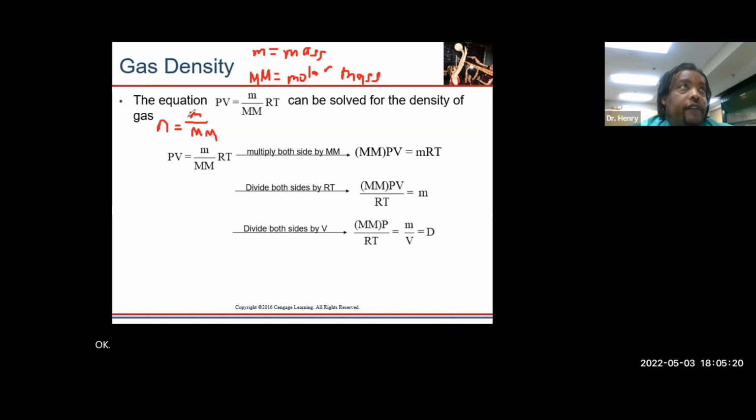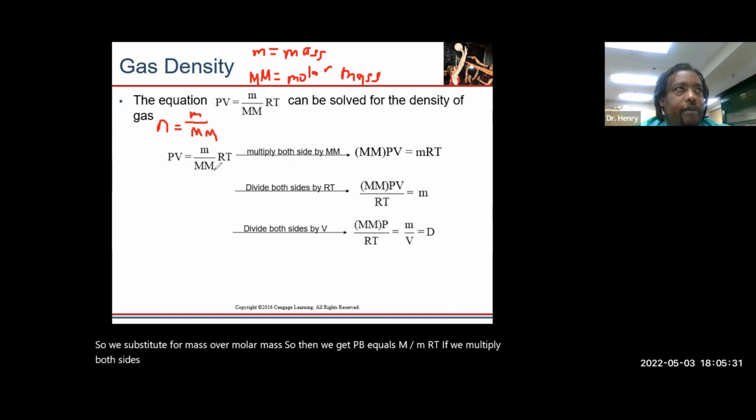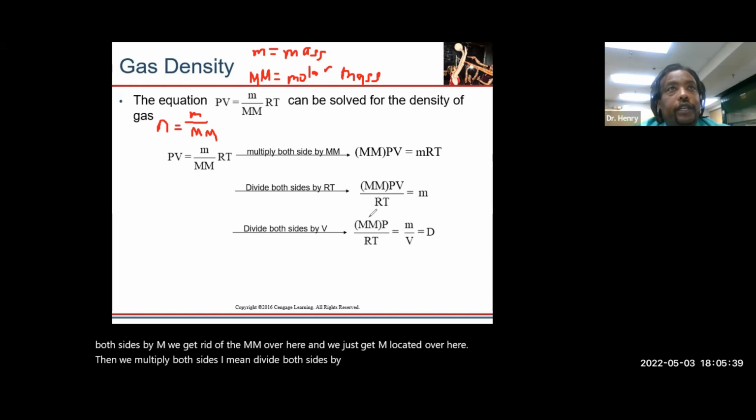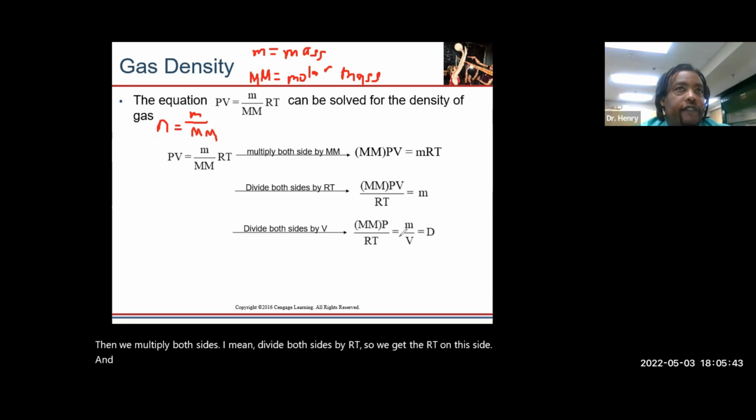So we substitute n for mass over molar mass. So then we get PV equals m over MM, RT. If we multiply both sides by MM, we get rid of the MM over here, and we just get MM located over here. Then we divide both sides by RT, so we get the RT on this side, and then we divide both sides by V. So then we get mass over volume, which we know is equal to density.